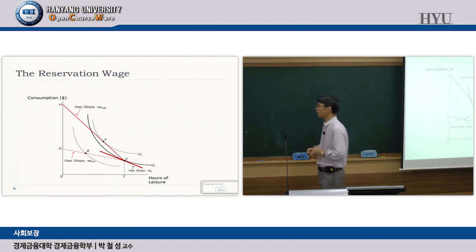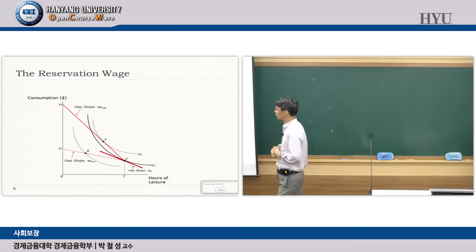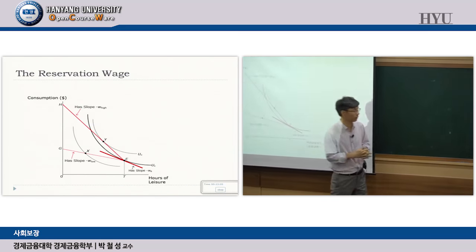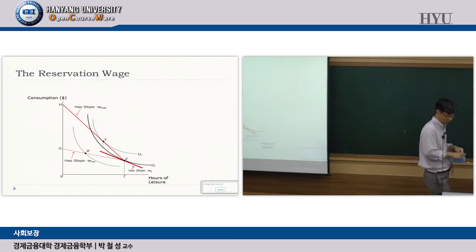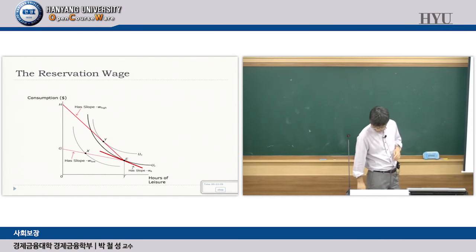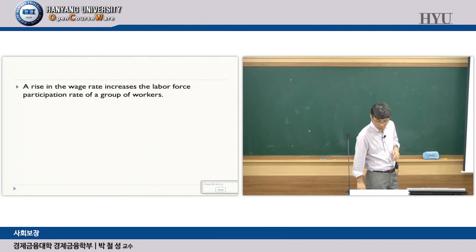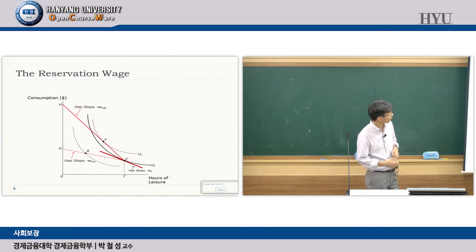So the question is, how do we find the reservation wage? What determines the reservation wage? So we use the framework of the work-leisure choice model to find the reservation wage. Okay? So let's think about it.